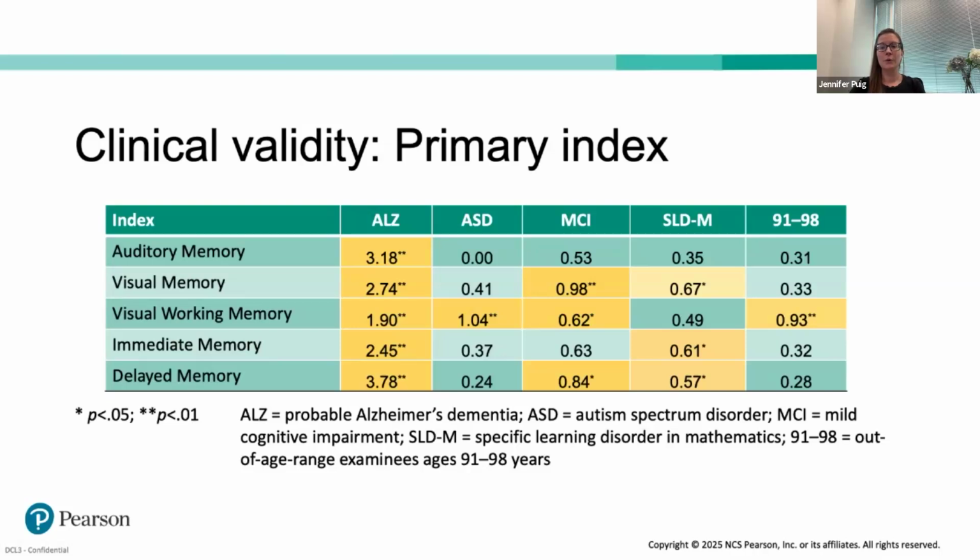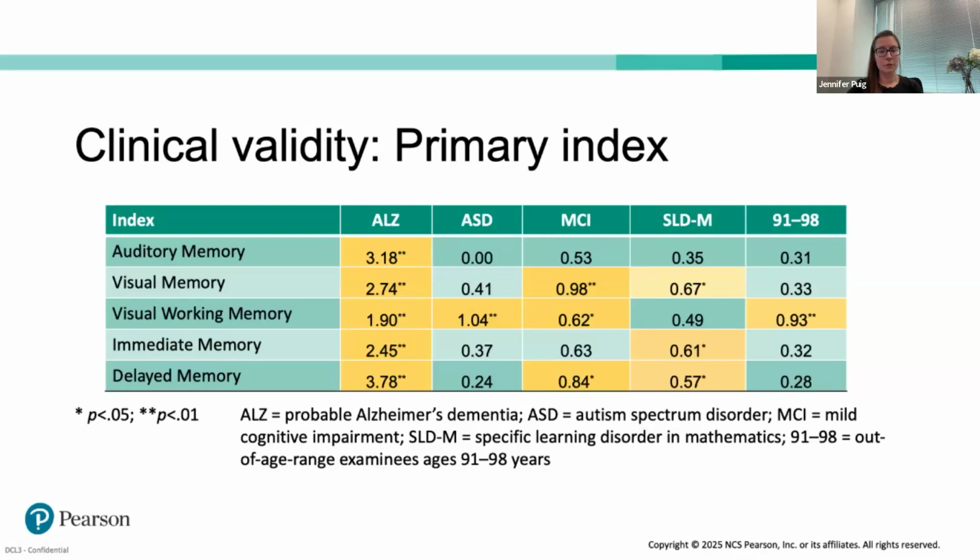So first, I will talk about our older adult studies, the Alzheimer's group, the MCI group, and the ages 91 to 98 group. The Alzheimer's group demonstrated lower performance than the matched control group across all the primary index scores as expected. The MCI group demonstrated lower performance than matched controls on the visual memory, visual working memory, and delayed memory index scores, with no significant difference in the auditory and immediate memory indexes.